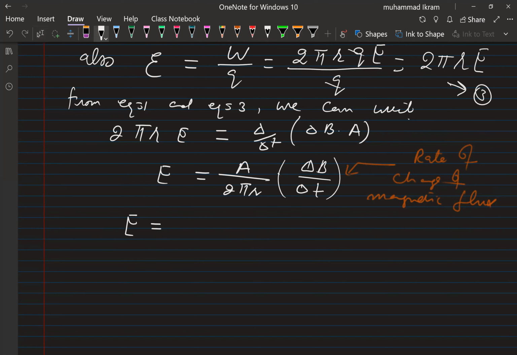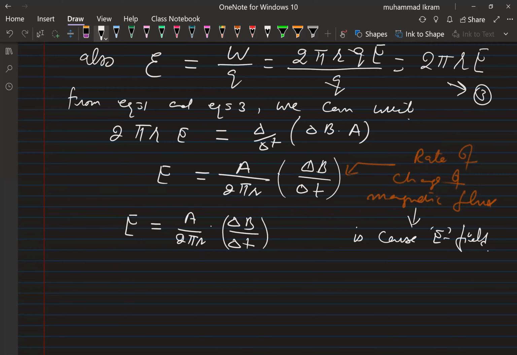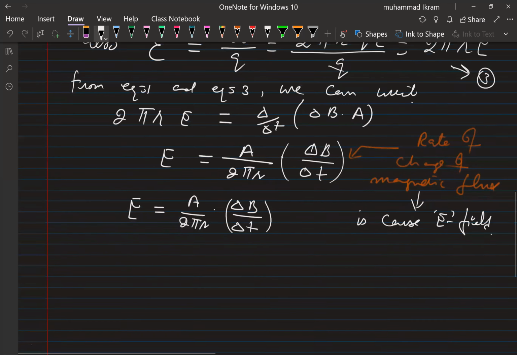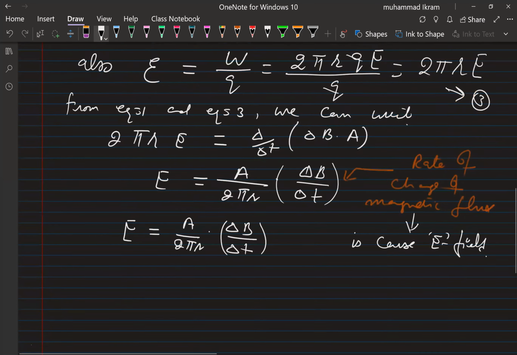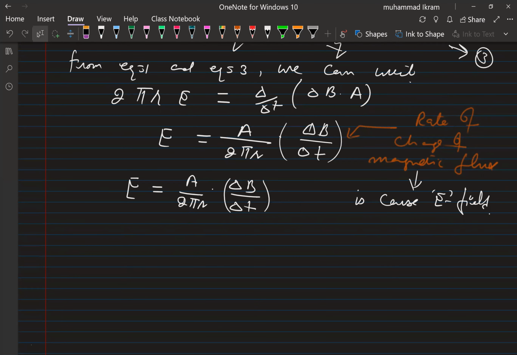So this equation tells you the electric field intensity E equals 1 by 2 pi r into delta phi B by delta t. Here you see that the changing magnetic flux is the cause of the electric field. It is the cause of the E field. Clear? So the changing magnetic flux always produces, or establishes, an electric field in the nearby coil.